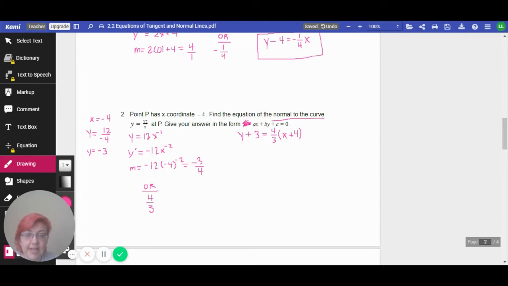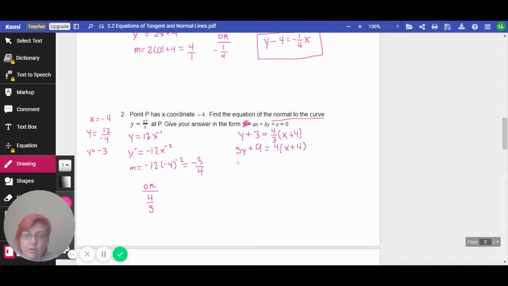All right, let's get rid of that denominator by multiplying everything by it. So I've now got 3y plus 9 equals 4 times x plus 4.